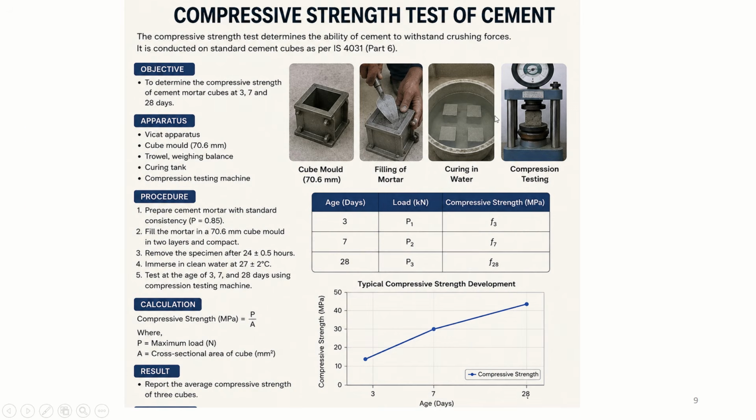The same thing I have shown here. The cube is cast in this figure. We can see it is cured in a tank and then tested under the compression testing machine. And if you see the graph of age in days versus compressive strength, we see that as the duration, meaning 3, 7, 28 days, increases, the strength of concrete also increases.